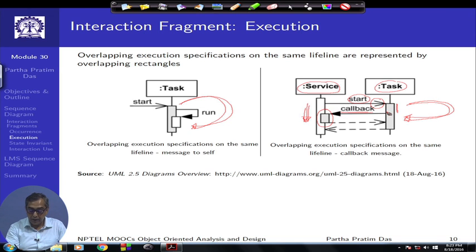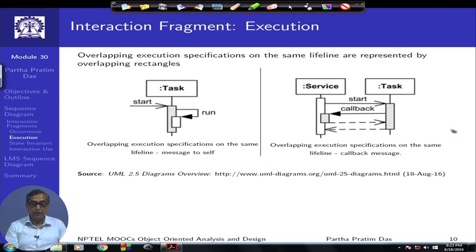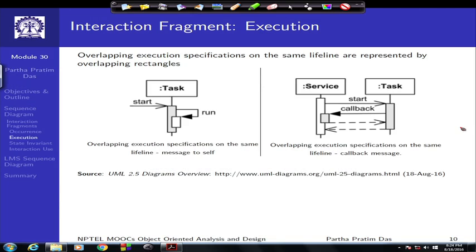And since this is synchronous, at this point the execution of the task is on hold, but a fresh execution has started in the service overlapped with the earlier execution, and when that is over you send the response back. When the response goes back, the task execution continues, and finally, when the task execution ends, you send a reply back. So, there are two situations where overlapped execution specifications are possible, one where there is a self message and one where there is a callback.